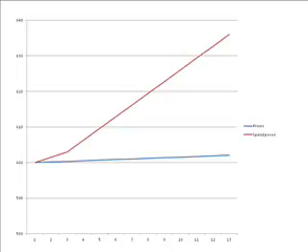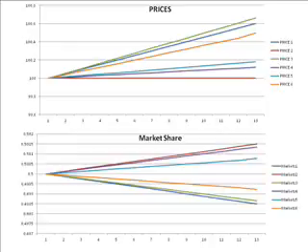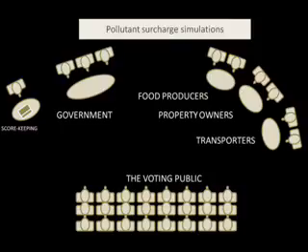Of course, in the game, businesses can increase prices, but this will result in loss of market share as the game divides sales proportionately to prices. The simulation is played on a stage with the government on one side and businesses on the other. These businesses are food producers, property owners, and transporters.